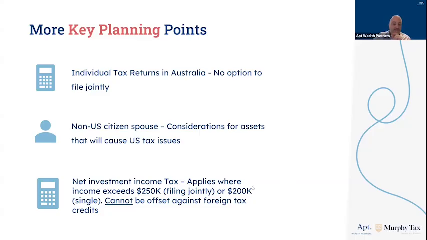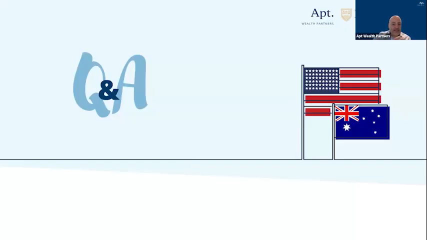Unfortunately, foreign tax credits can't be used to offset it. So if you've got foreign tax credits available from the taxes you paid on the Australian side of things, they won't offset this net investment income tax on your US tax return. So that's just something you need to plan for, some extra taxes to be paid. So that's really it.